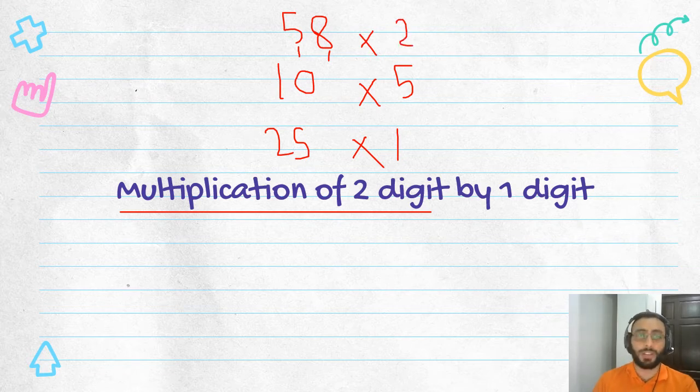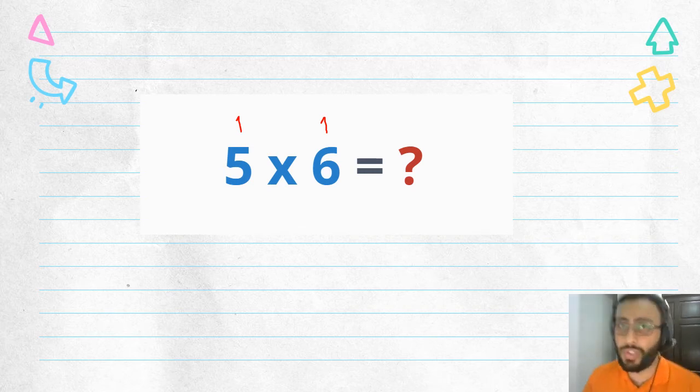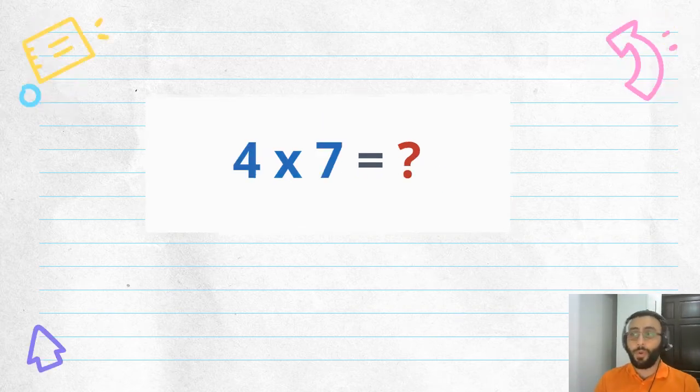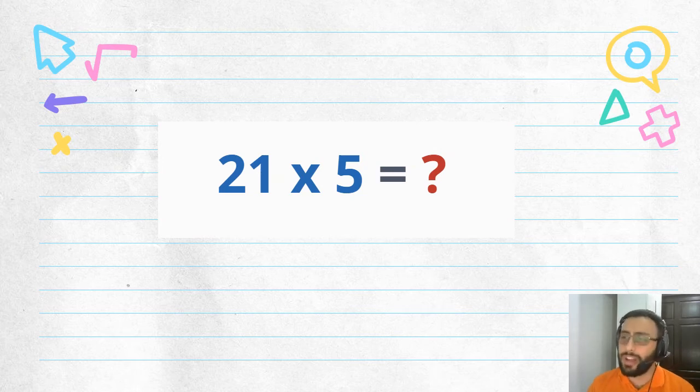These are one-digit numbers because they're only one digit. For example, look at this one. This one is a one-digit number and another one-digit number. So it's super easy. 5 times 6 equals to 30. Or 4 times 7. Again, one-digit number times another one-digit number. 4 times 7 equals 28. 28, very good.